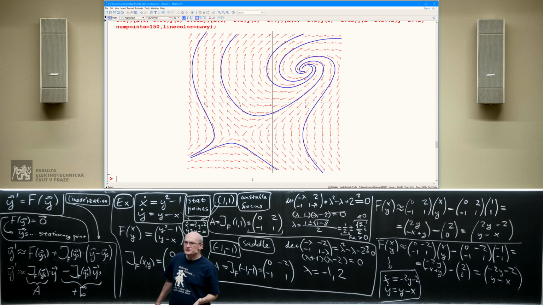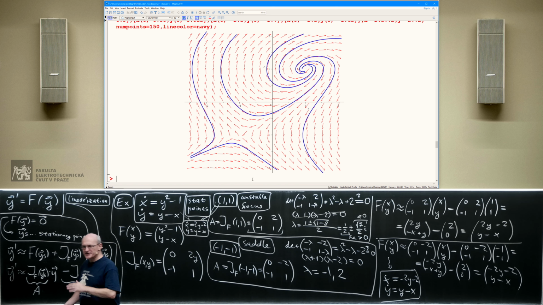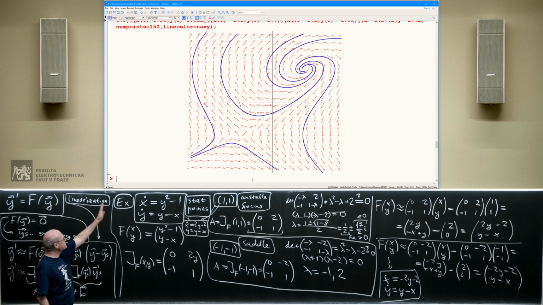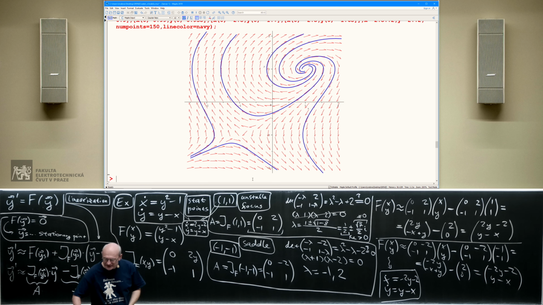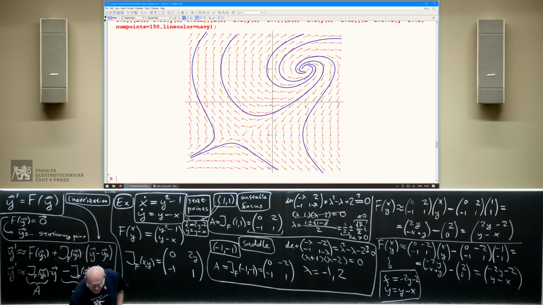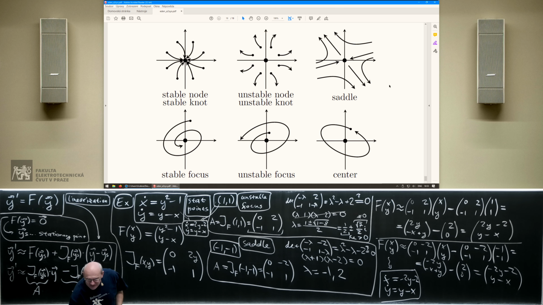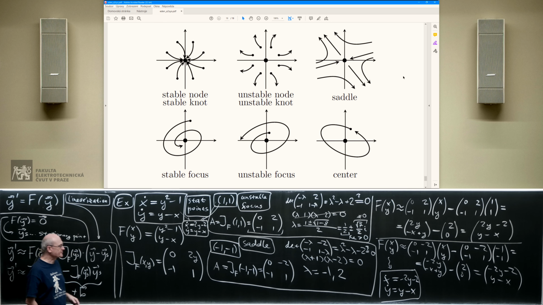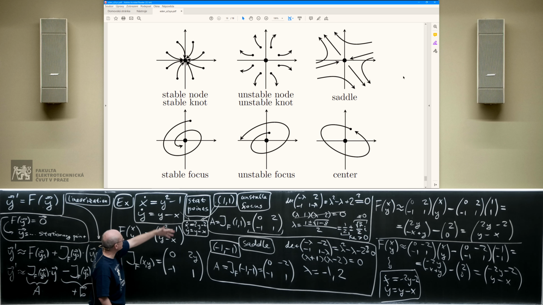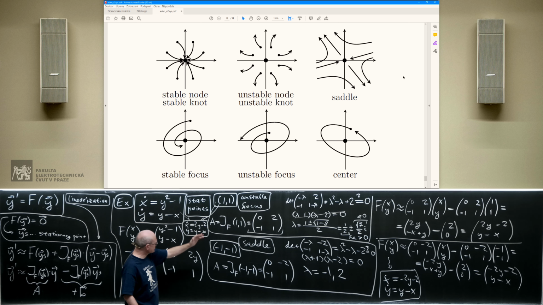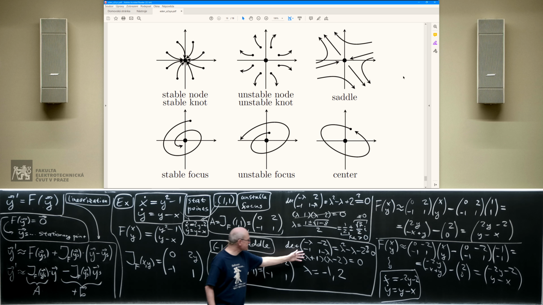There is essentially nothing more to add. This linearization, a perfect tool, allows us to classify even nonlinear systems. Of course, this all works very well also for systems of higher dimension. Because if you have more equations, like a 3x3 system or 4x4 system, you simply find the Jacobian matrix, you find lambdas, and you look at them.